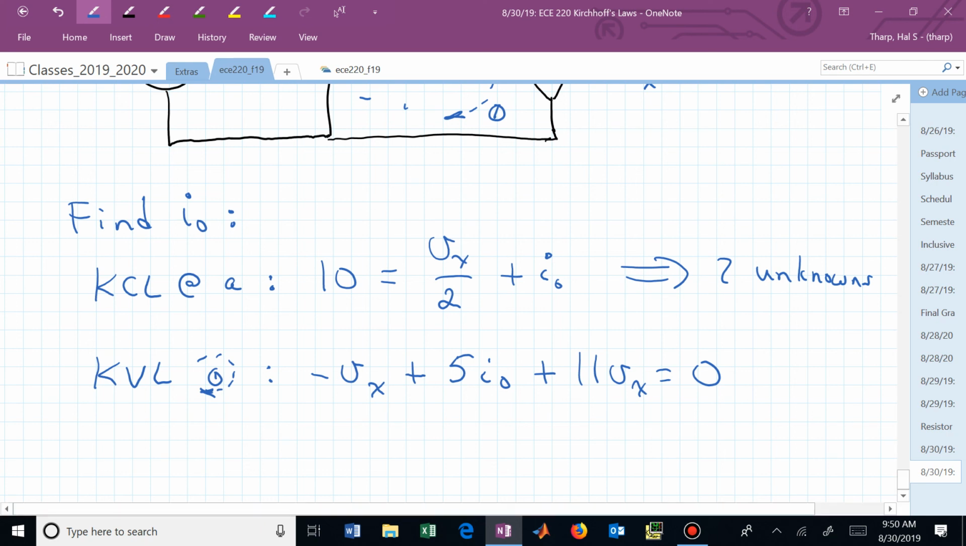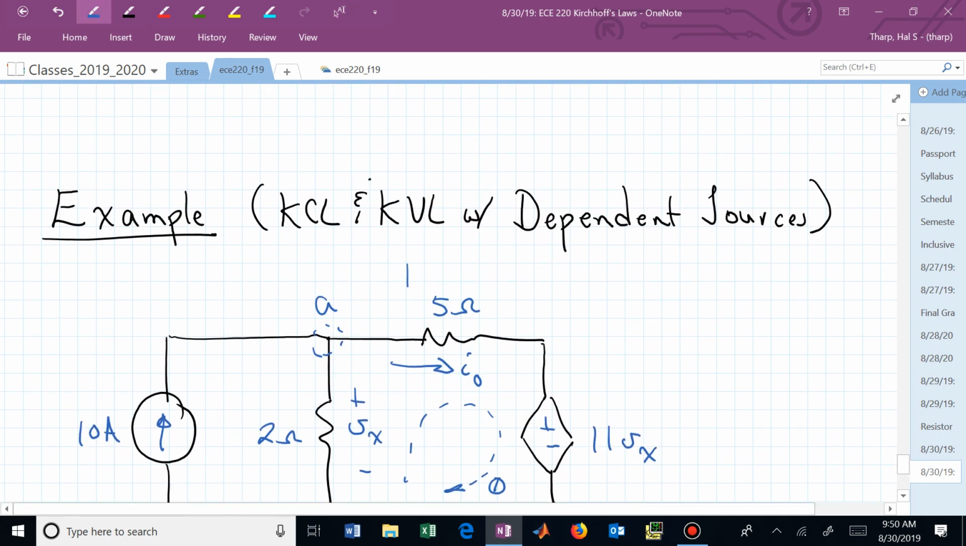We're saying that this is coming from Ohm's law, which is now this, let's say, V sub 5 there. V sub 5 we just replaced with 5 I sub 0. If we simply did KVL in terms of V sub 5, it would be minus V sub x plus V sub 5 plus 11 V sub x.